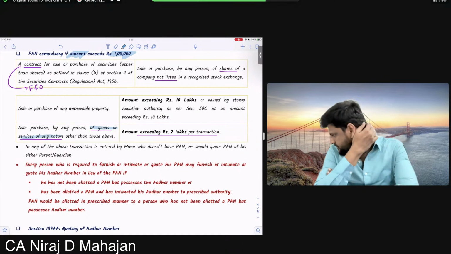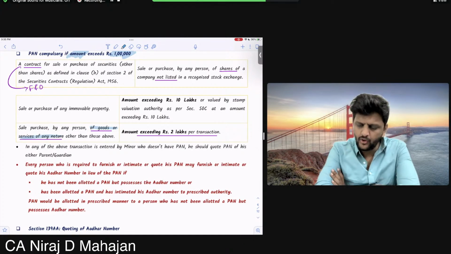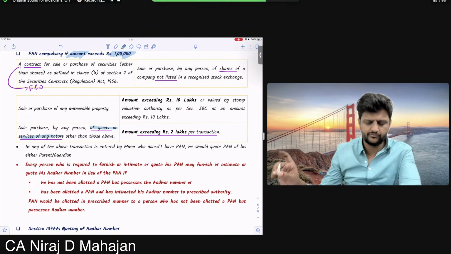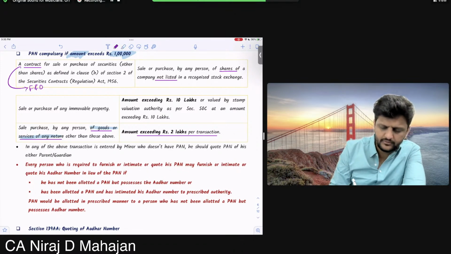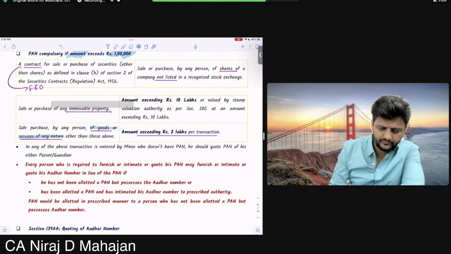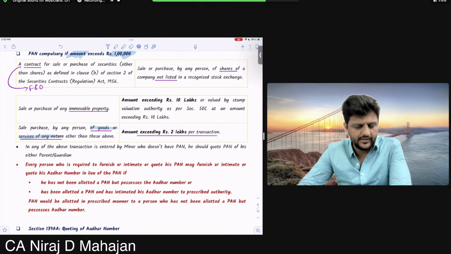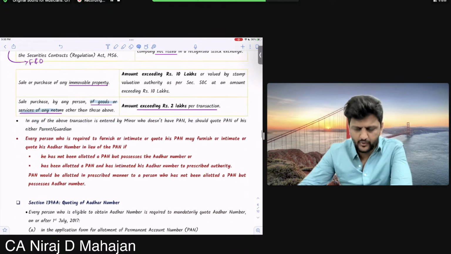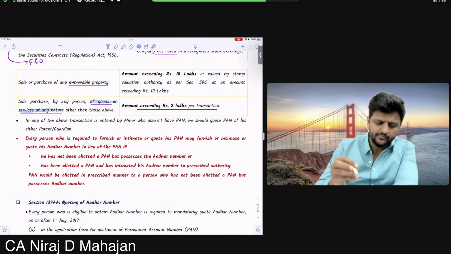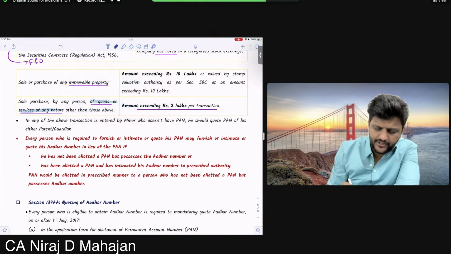Amount exceeding rupees 10 lakhs, or valued by SDV as per 50C at an amount exceeding rupees 10 lakhs. When, बच्चों, obviously for selling and for sale or purchase of immovable property. Alright. So this transaction more than 10 lakhs, then PAN definitely is required. If in any of the above transactions is entered by a minor who doesn't have a PAN, he should quote PAN of his parent or guardian.